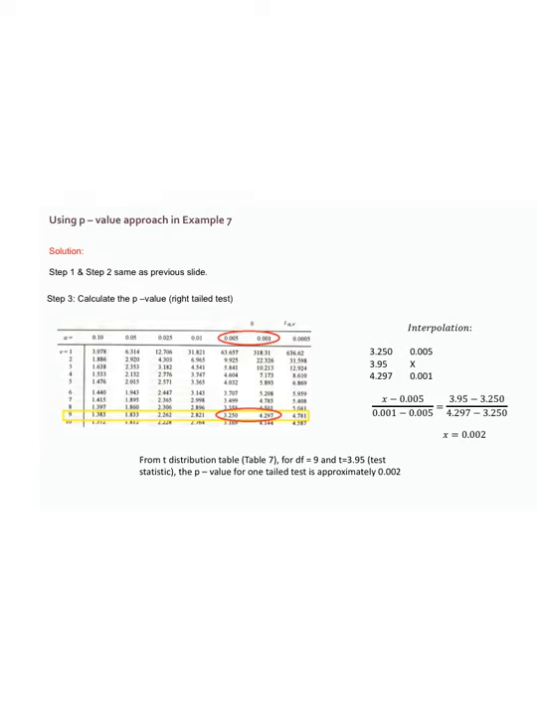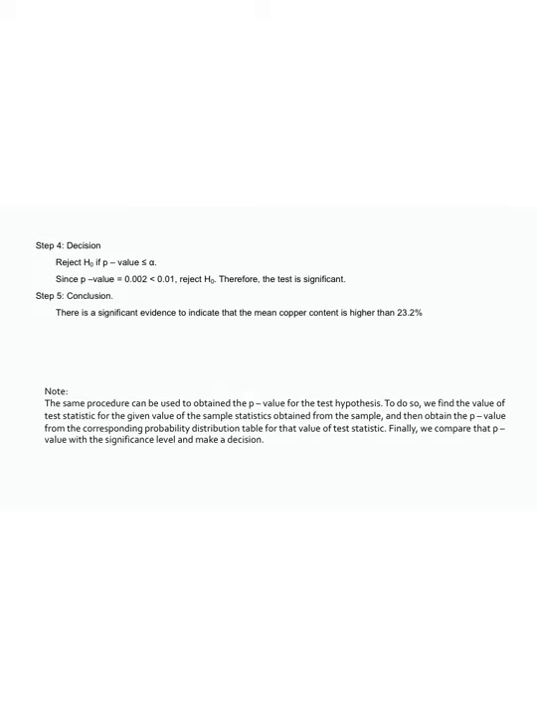Now we know the p-value. Our decision rule is reject H0 if p-value less than or equal to alpha. Since we get p-value 0.002, which is less than 0.01, we reject the null hypothesis. Therefore, the test is significant. So the conclusion is there is significant evidence to indicate that the mean copper content is higher than 23.2%. Again, either using the classical approach or the p-value approach, your decision should be the same. It cannot be different, it must be the same.